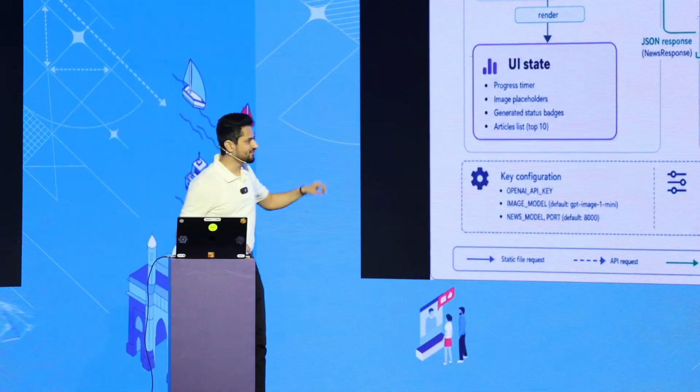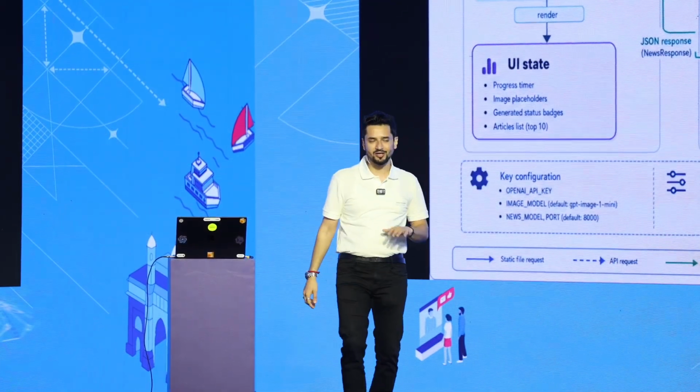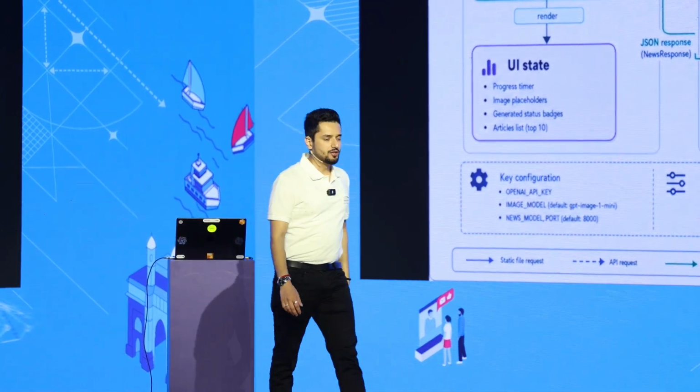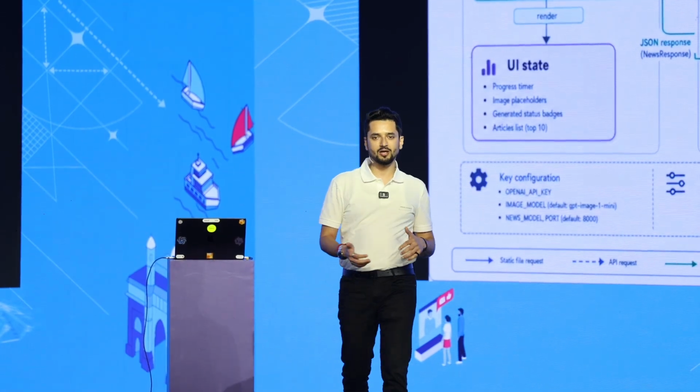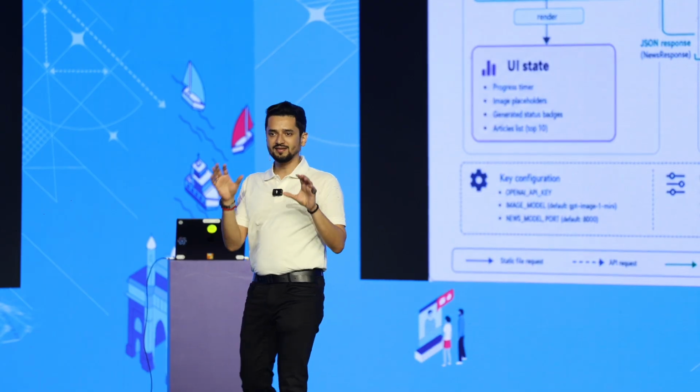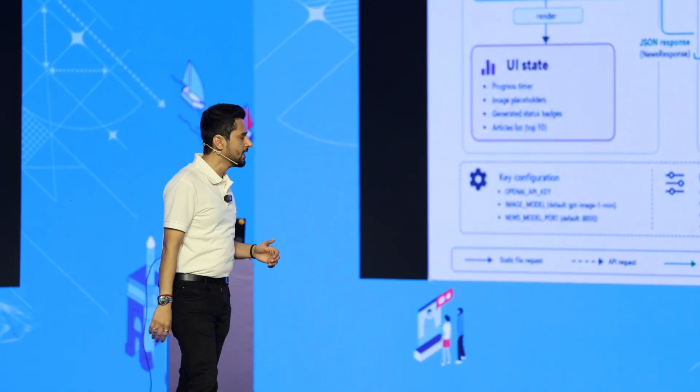Coming to the architecture of the second one, which is the news application, I won't take a lot of time, but quickly, in the backend, what's happening is it's calling the image API. So let's say you are building some application for the content generation industry. You need to generate cool graphics or cool assets for the thing that you are publishing.